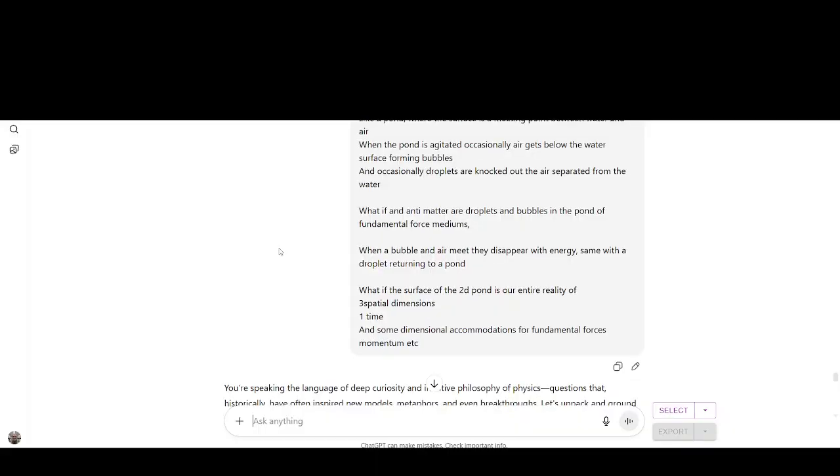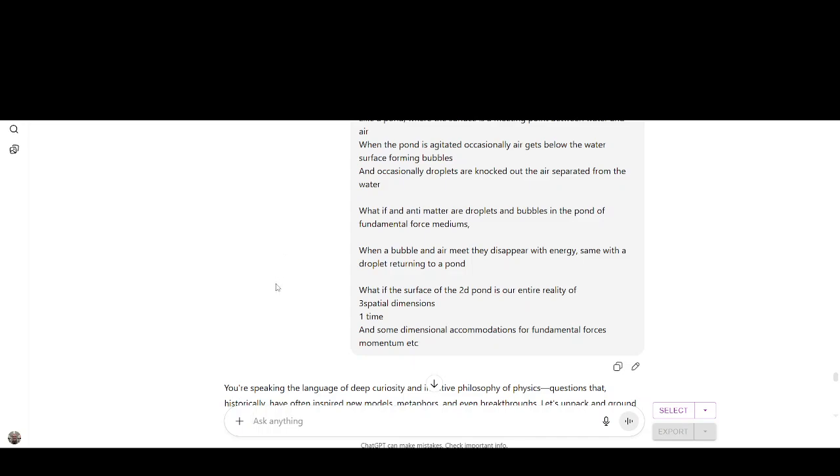When a bubble and air meet, they disappear with energy. The same with a droplet returning to a pond. If you take droplets and you let them touch, they kind of stick together and snap, and they have a little bit of gyration. That doesn't quite fit because it's when the particles are meeting themselves. It's not when they're meeting each other.